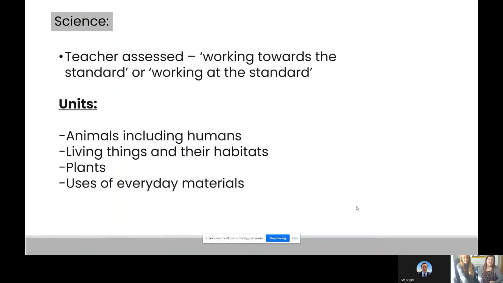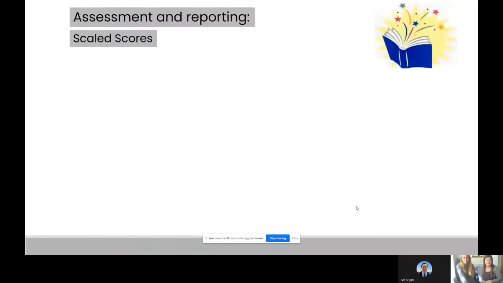Okay, now science. There's not actually a SATs paper for science, but at the end of the year, science is teacher assessed. So we will look at all your child's learning from the year, and we will decide whether they're working towards that standard or working at the expected standard. And we've just outlined our units of learning there for the year, as you can see, and we are moving through those nicely, and they're really enjoying them.